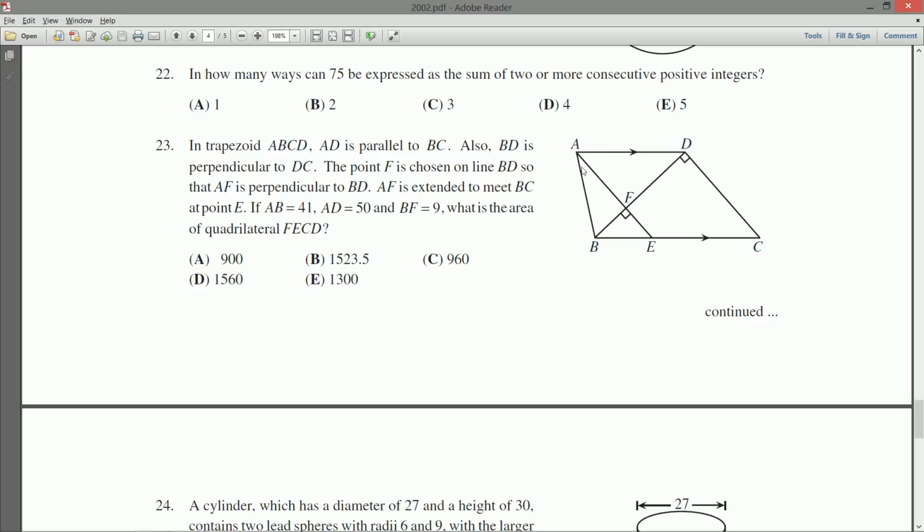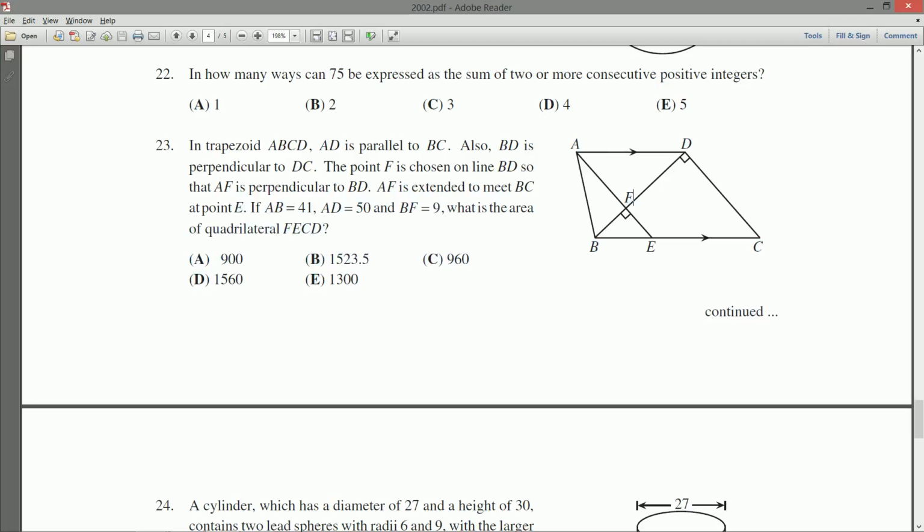So AFD is a perpendicular, so we got a right angle here. That makes that a right angle, and those two are going to have to be right angles. So we got a whole bunch of right angles here. And actually, I think that shows that AF and DC, so we got that Z pattern, are going to have to be parallel. So I think AEDC is going to be a parallelogram.